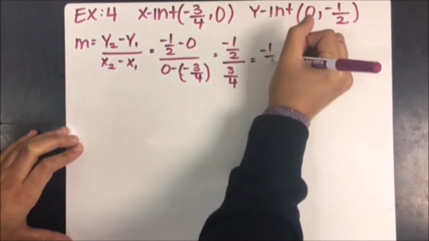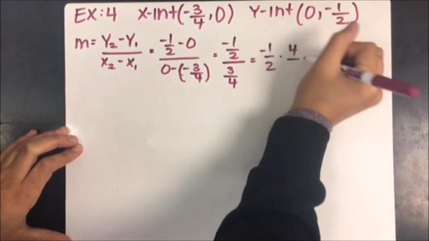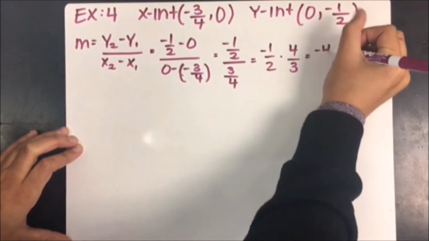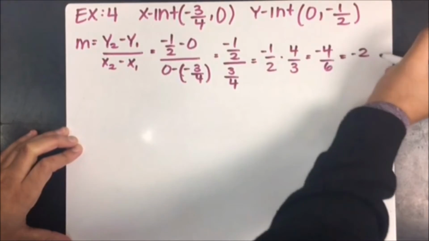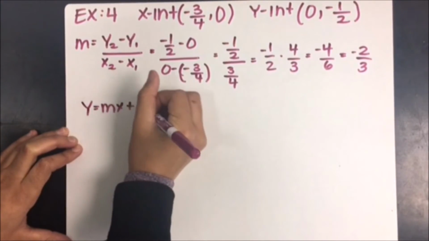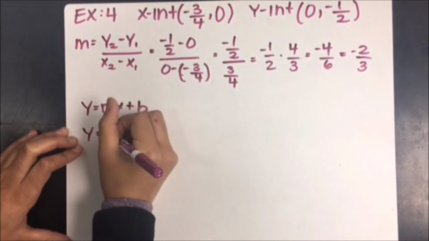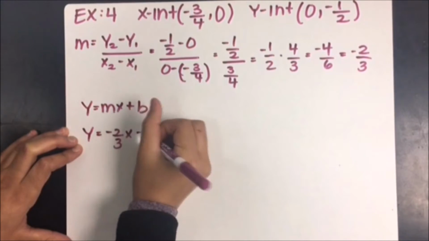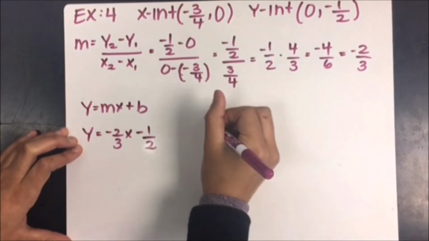So here we're going to turn our fraction into multiplication. Just multiply straight across and then simplify for your slope. And then put it in your slope-intercept formula and plug in the rest of the information so you have your formula.